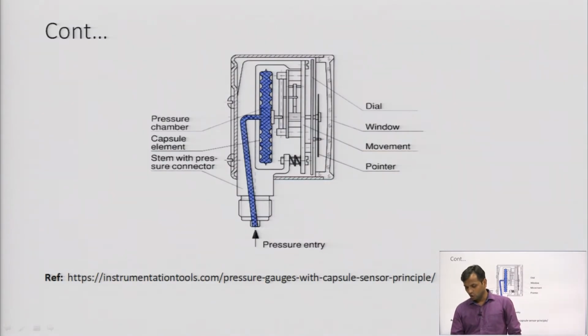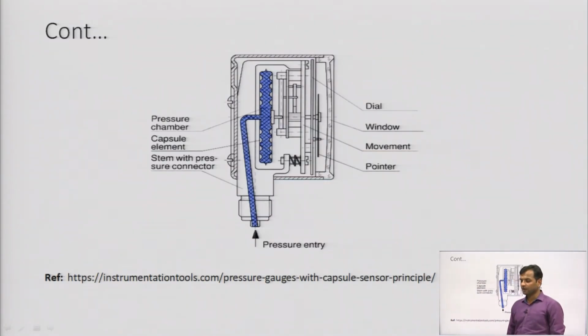which is the range of the capsule pressure gauge. Now here you can see the arrangement of the capsule pressure gauge. In that you can see that this blue colored chamber is your pressure chamber. This is our capsule element.